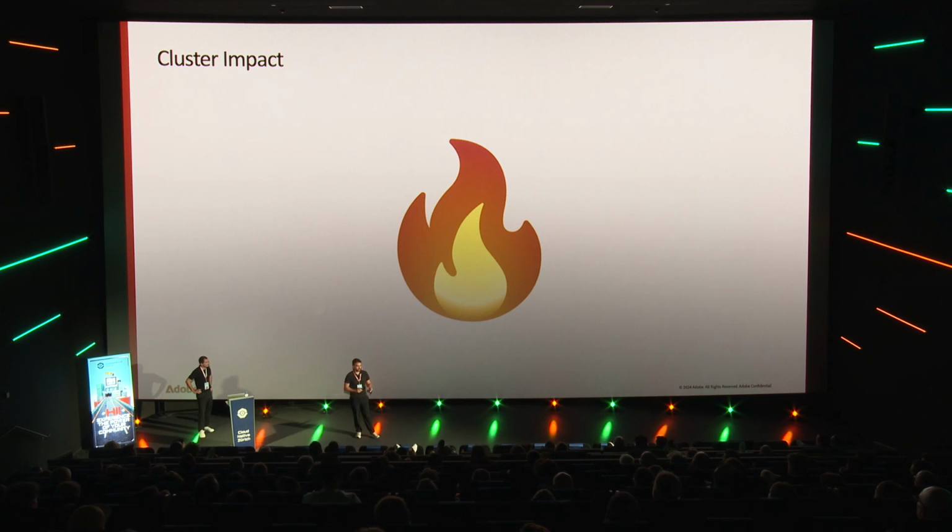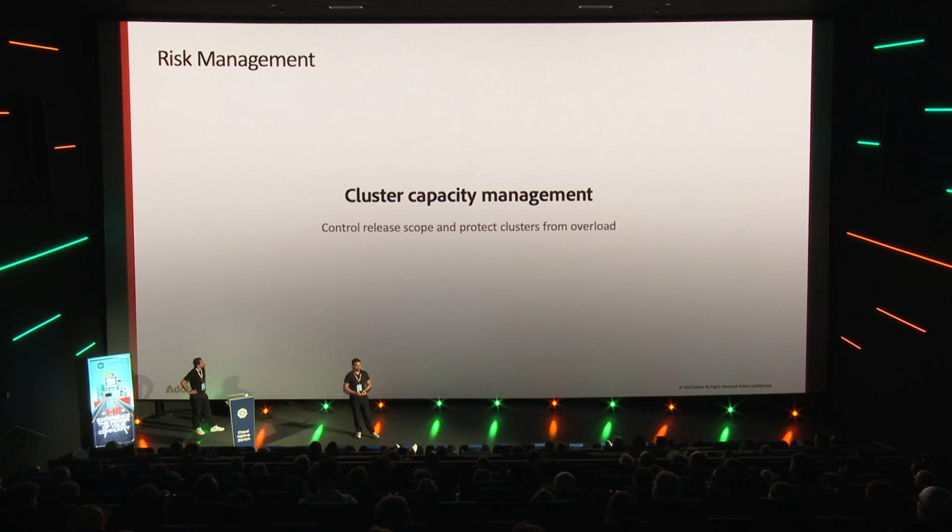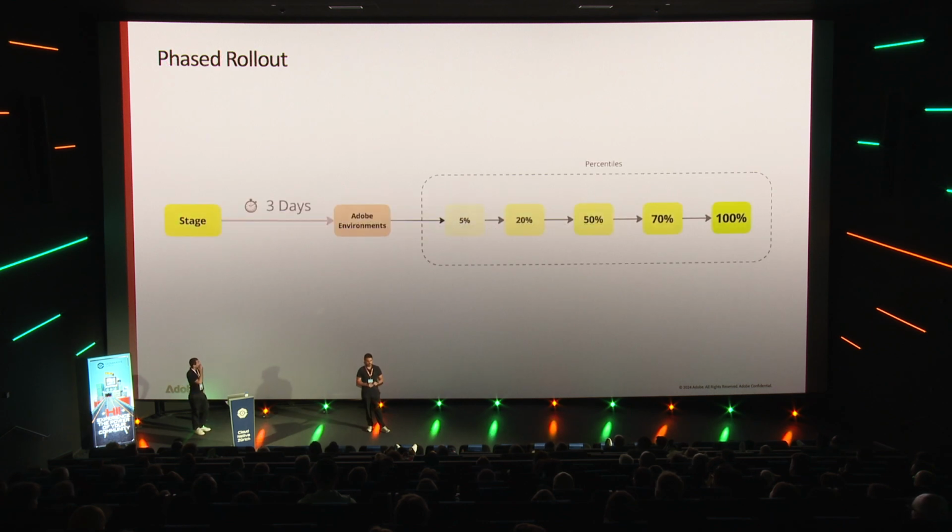So we need to be able to control, after we know that the deployment is safe and we can start deploying, what is being deployed at any given time. So yeah, we're doing a bit of cluster capacity management in the sense that we're controlling the scope of the release by doing smaller releases in a sequential manner, right? So it essentially looks like this.